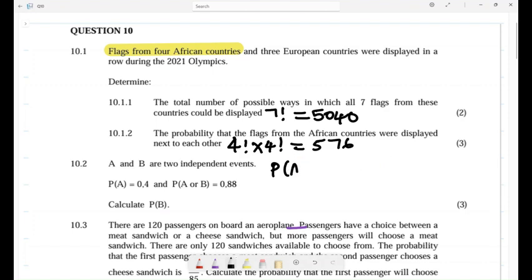Probability that the Africans are next to each other. I don't know how to write this, but it's going to be 576 divided by the total number of ways these countries can be displayed. So the total number is 7 factorial, which is 5040. So you divide by 5040. Then what is your probability there? The answer divided by 5040 is 4 divided by 35.